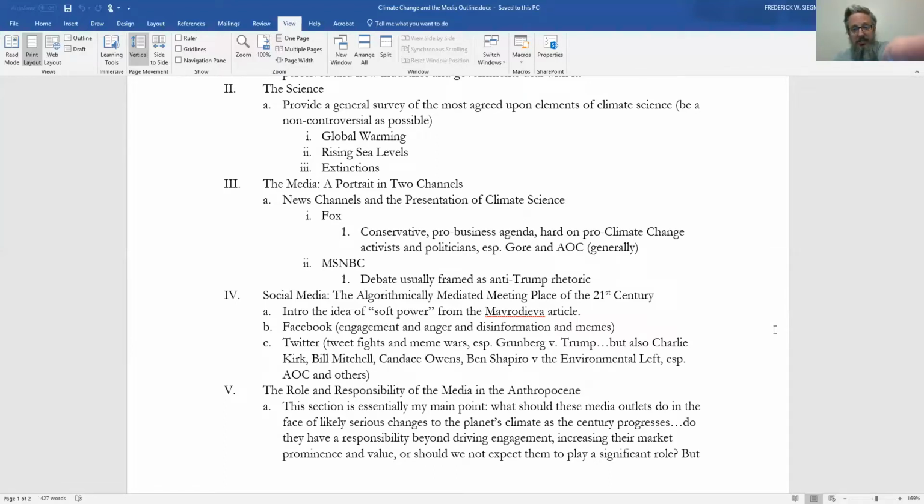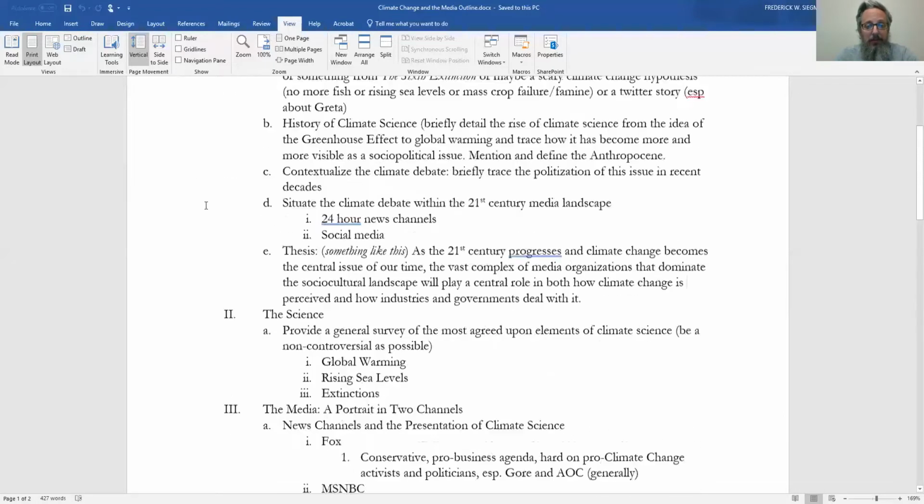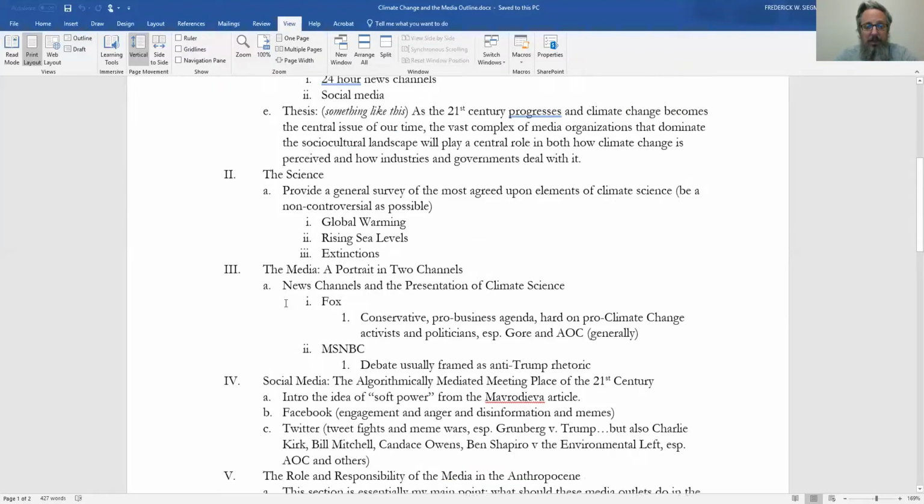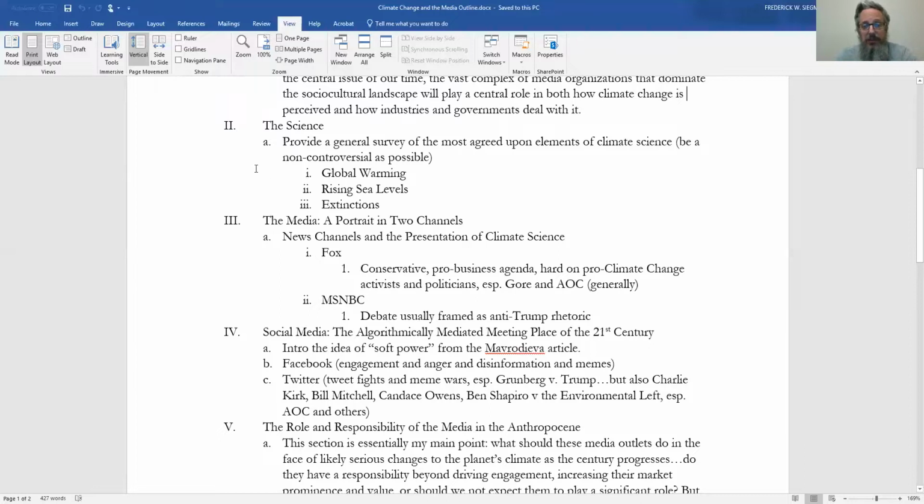If you look at section 2 and section 3, these basically mirror what's happening in B, C, and D. So first of all, in 2, this is the science. So what I'm going to do here is basically give, like I said, the basic facts. I use the word elements, you can see there, of climate science. I also made a note to be as non-controversial as possible. So I just want to talk about what do most scientists, as far as I can determine, agree on? What's the picture?